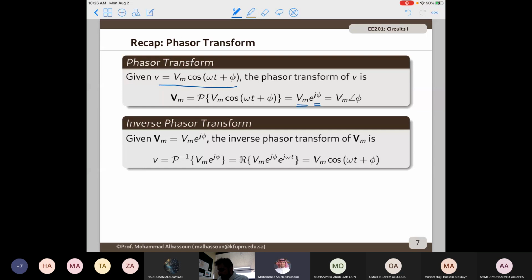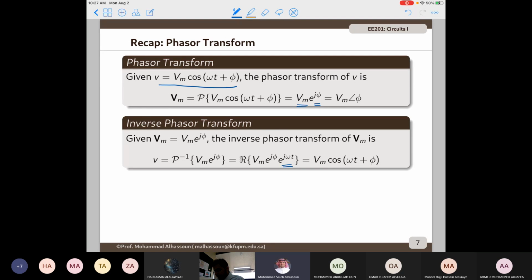If you have something in the phasor domain and you want to transfer it back to time domain, you need to apply the inverse Phasor transform. So you need to add e to the power j omega t and then take the real part, because here we are dealing with a cosine function. If you are dealing with sine, then you need to take the imaginary part.